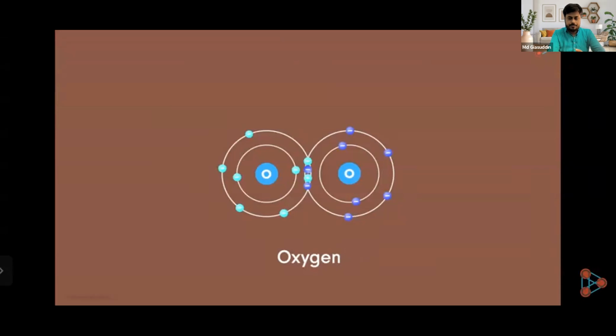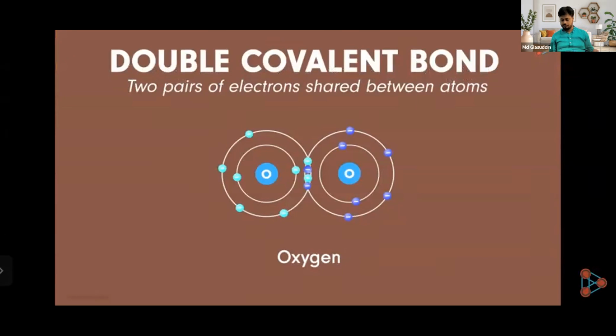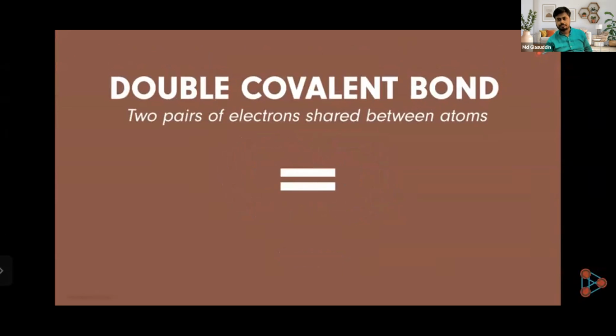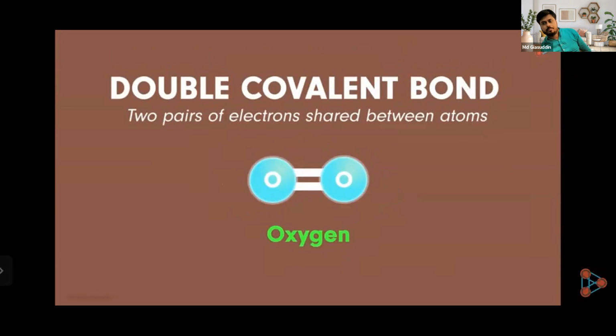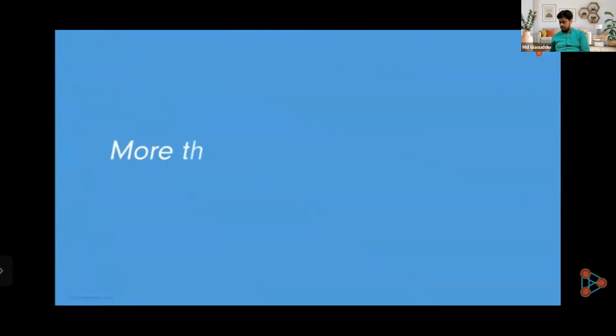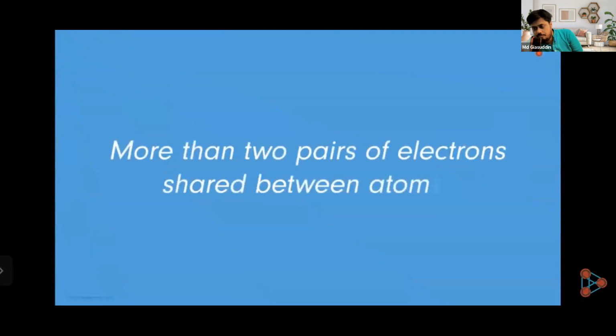Such a covalent bond which involves 2 pairs of electrons getting shared is called a double covalent bond. It is represented by 2 lines written between the 2 atoms. Just like this as seen in case of oxygen. Now on the similar lines, can you give me an example where more than 2 pairs of electrons are shared between the atoms?